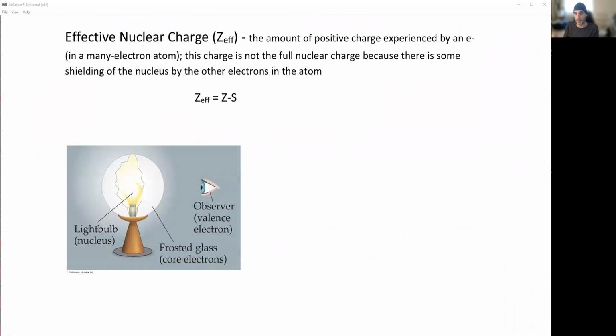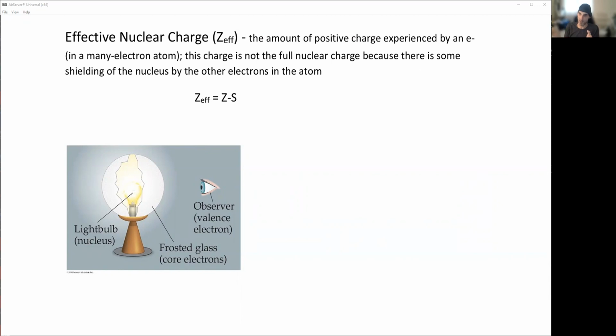In fact, I might even stop it after this for the first video, because effective nuclear charge is one of the most important things to understand. So please do your best to take this in and understand it. Watch this multiple times if you need to. Effective nuclear charge is the amount of positive charge experienced by an electron in a many-electron atom.